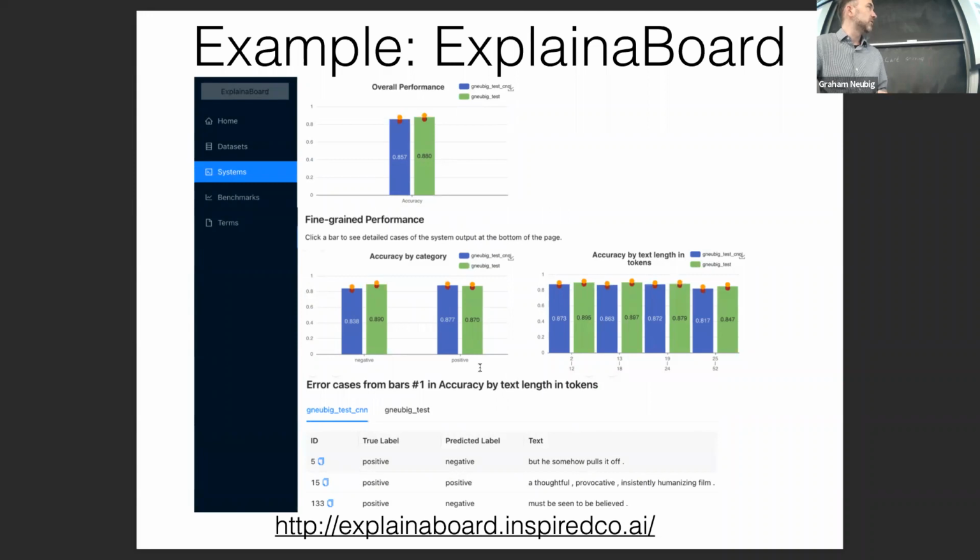People submitted to ExplainaBoard and probably looked at it. This is an implementation of these principles within software. But you can also do it yourself without having any particular software. Just to give an example, you have accuracy by text length and tokens. So you can see that one model is better at longer sequences or shorter sequences, or one model is better at one particular type of tag or another. And this is precisely what I'm talking about. You come up with some sort of subcategorization of the examples and see whether you're doing better or worse on them.